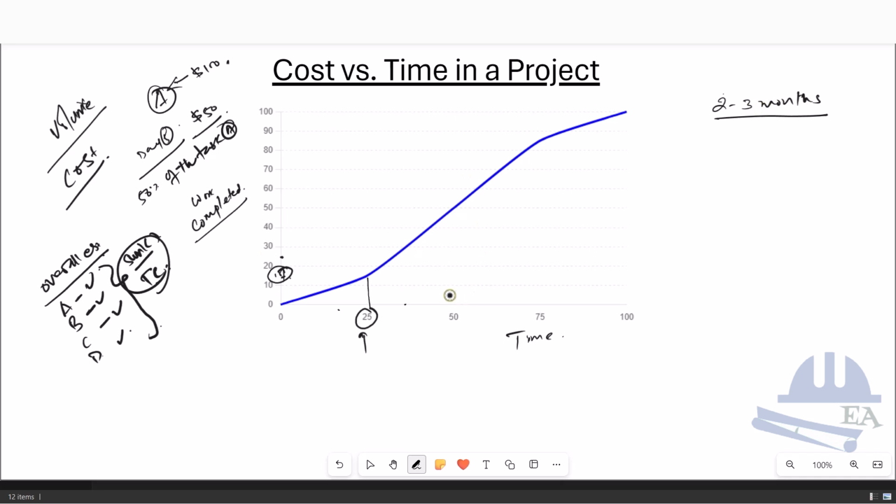Now let us see what happens when the time is at 50%. So if it's a 1 year project, then let's see what happens at the 6 months time.